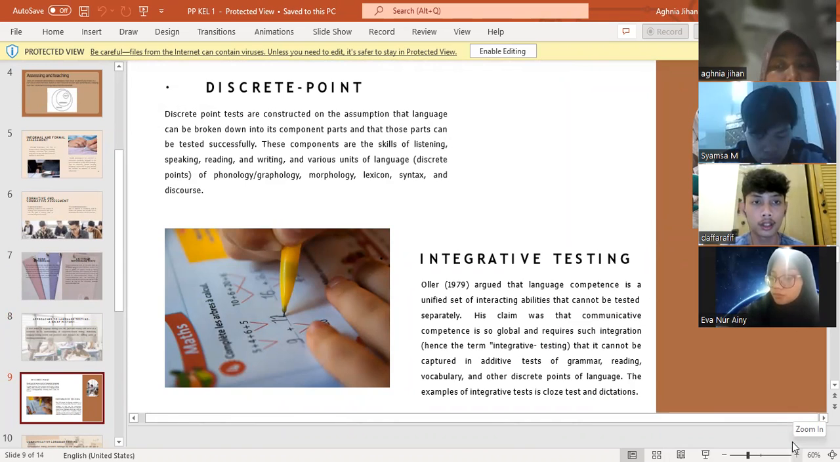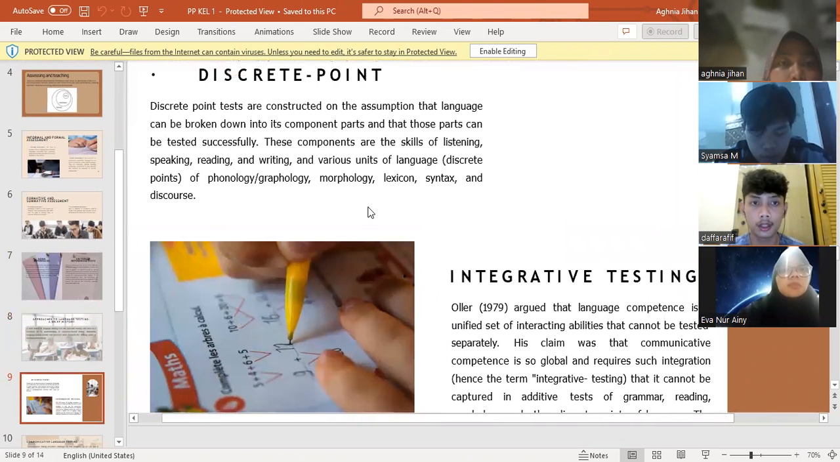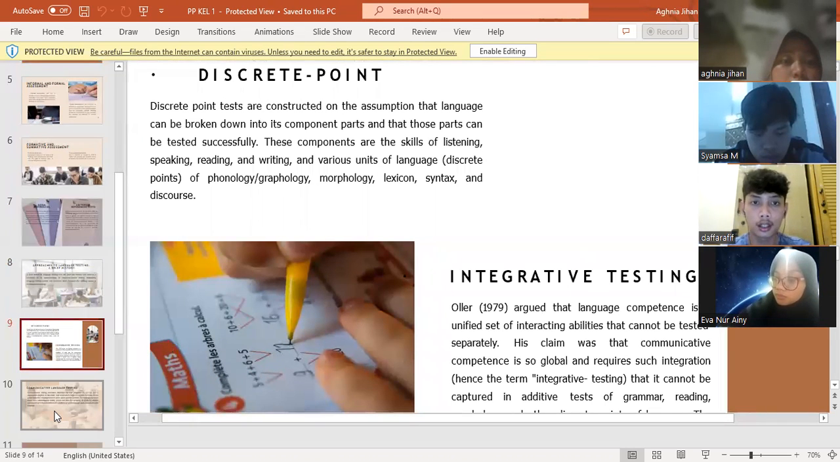So discrete point tests are constructed on the assumption that language can be broken down into its component parts and that those parts can be tested successfully. These components are the skills of listening, speaking, reading, writing, and various units of language, of phonology or graphology, morphology, lexicon, syntax, and discourse.